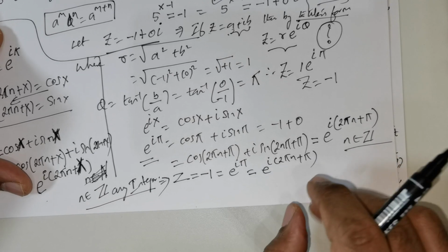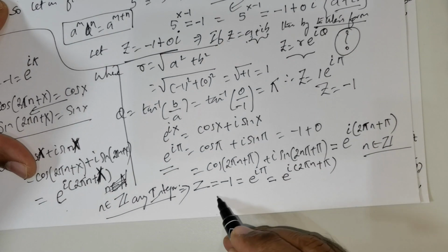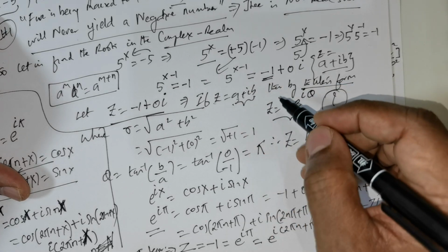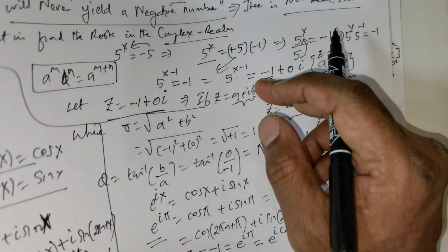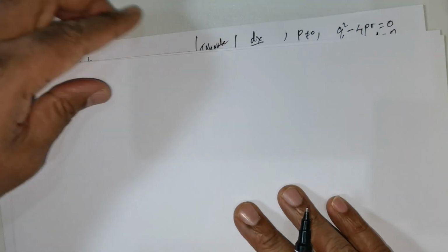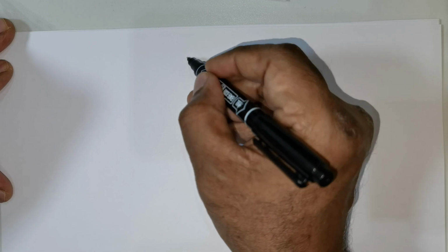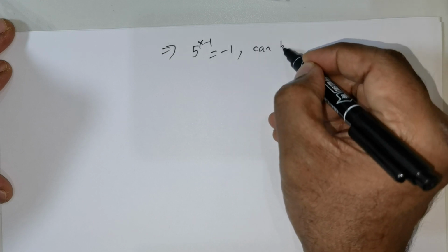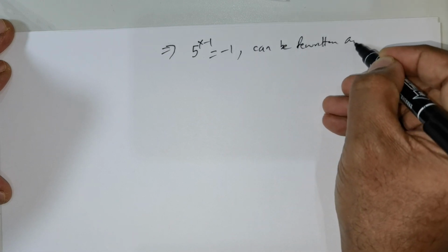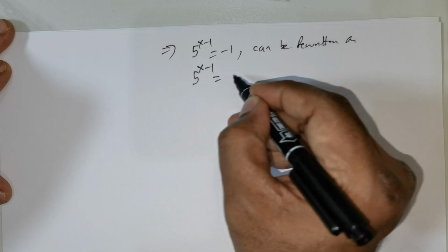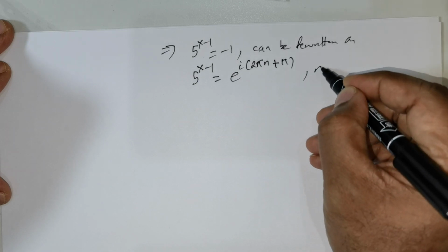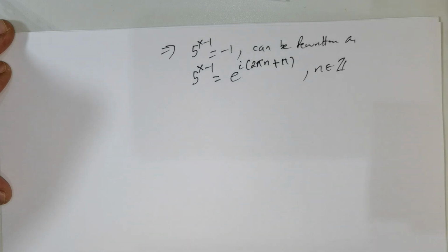Okay, now where did we find this quantity -1? Where did we get that? That is on the right hand side. And what we have on the left hand side? 5 raised to the power of x -1. So let me go to the next page. Of course, this question needs some explanation, so that's the reason. So this would mean 5 raised to the power of x -1, which is equal to -1, can be rewritten as 5 raised to the power of x -1 is equal to e raised to the power of i times 2 pi n plus pi, where n is an element of z, the integers.